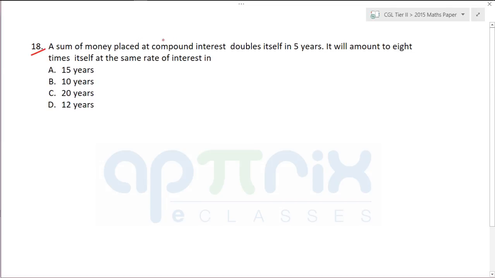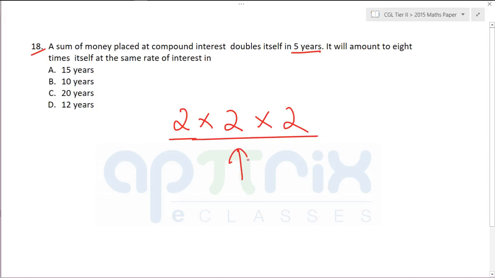Question 18 says a sum of money placed at compound interest doubles itself in 5 years. It will amount to 8 times itself at the same rate of interest. Look, so in 5 years it becomes double. Next 5 years it will become further double. In the next 5 years it will become further double. That's what compound interest does. So to become 8 times it needs 15 years, and that's how you can mark the answer and go ahead. Nothing in the question, right? It's a very easy one.